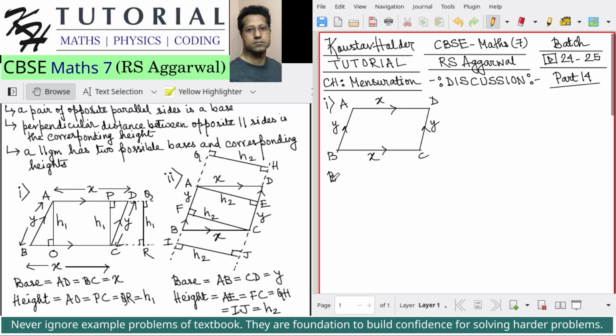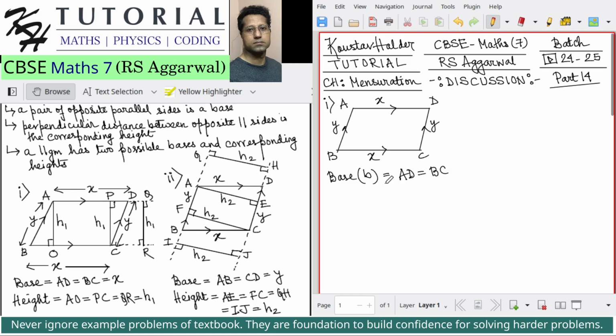So the base in a parallelogram, the length of the base is normally denoted by the letter small b. So the base will be equal to AD, which is equal to BC. So we are considering the opposite parallel sides AD and BC as the base. So the base b will be equal to AD and BC. Now what will be the corresponding height when the base is AD or BC?